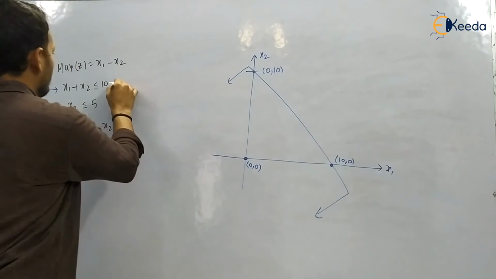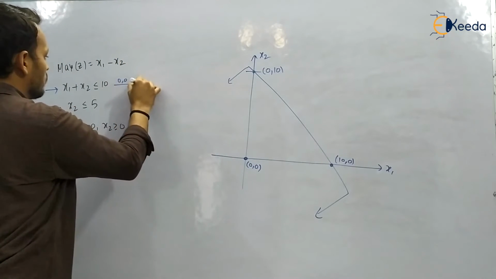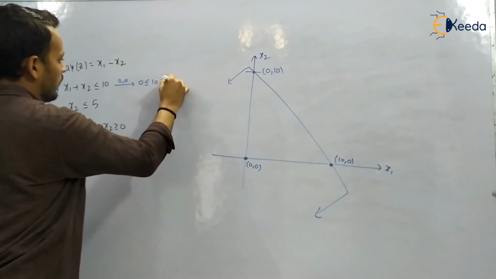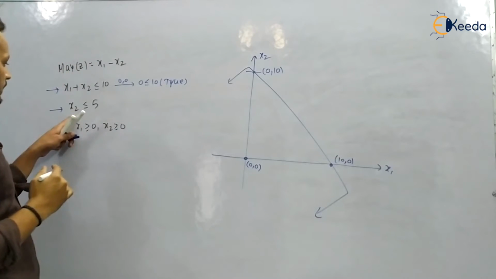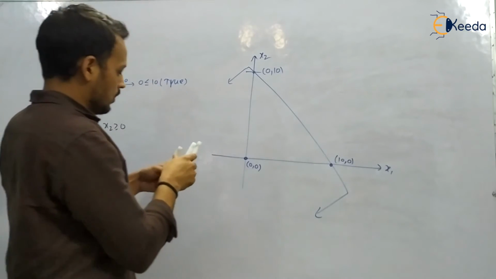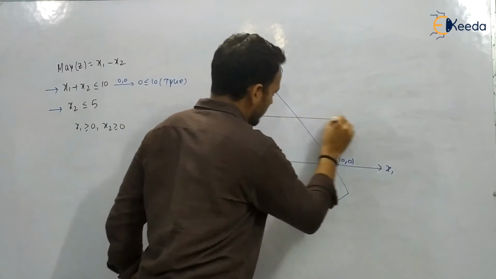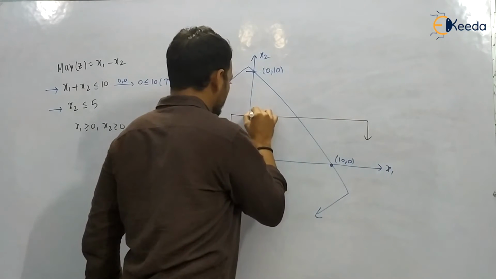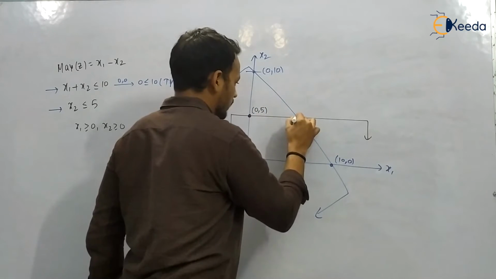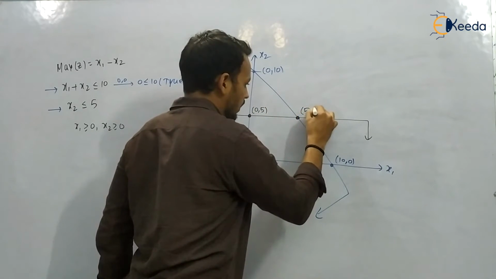You can also check by putting 0, 0. So 0 is less than or equal to 10. The condition is true. True means the graph will be set towards the origin. The second condition says x2 is less than or equal to 5. So see here, this is going to be 0, 5, and this point is going to be the intersection, 5, 5.